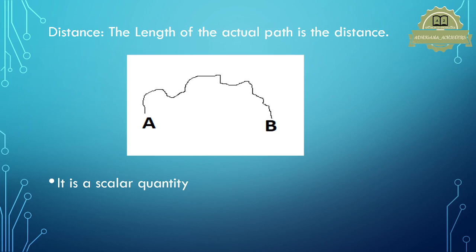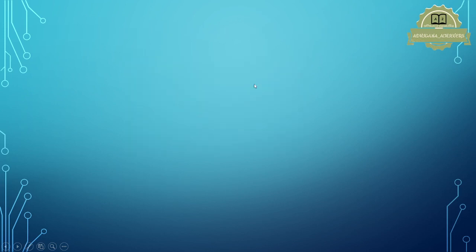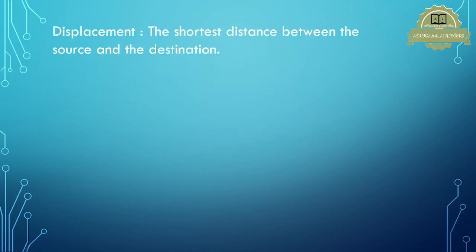That is called my distance, and it is a scalar quantity. Always remember, distance is a scalar quantity, and it involves all the paths. We have to calculate all the paths. If I move from A to B, I have to calculate all the paths from A to B, however it is covered. Now let us go with what we mean by displacement.